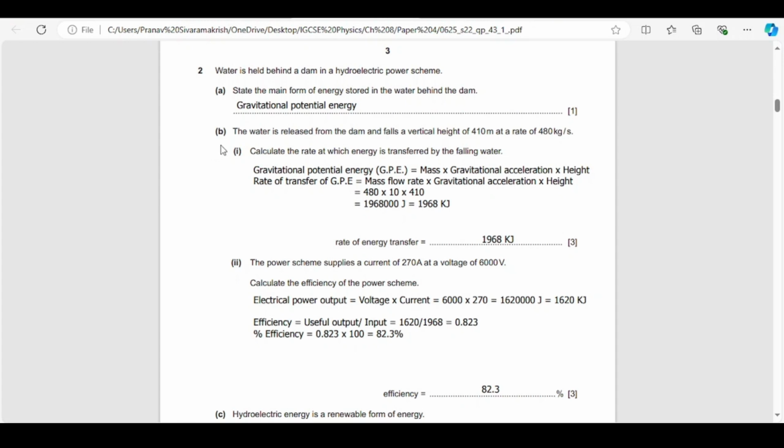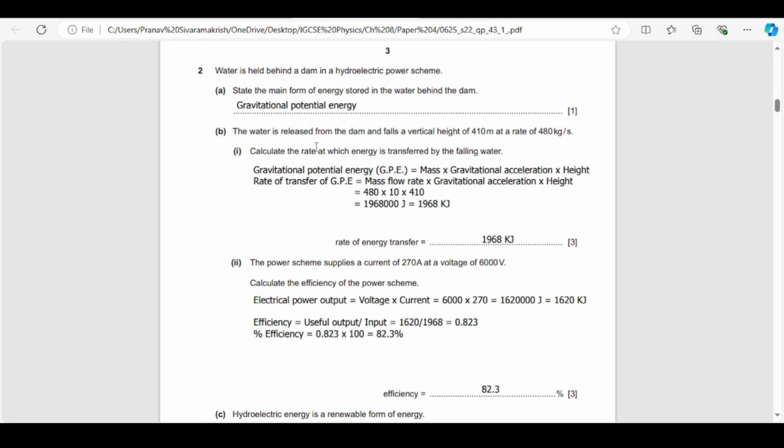Question B: the water is released from the dam and falls a vertical height of 410 meters at a rate of 480 kilograms per second. So that's a mass flow rate. Typically, when they don't just give you mass, they give you a flow rate, you know that there's going to be a question around power. So we've got: calculate the rate at which energy is transferred by the falling water.